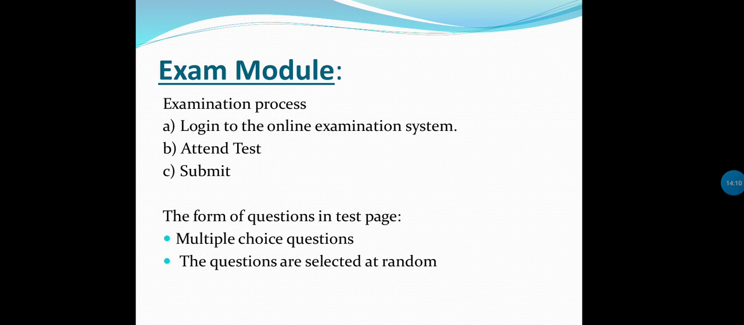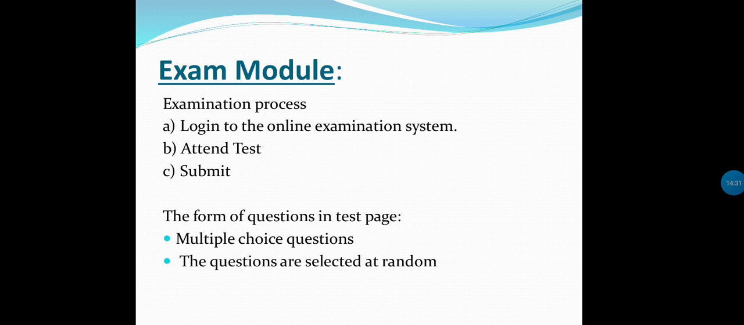Next, let us move on to the exam module, that is, what is the pattern or the module of an online examination system. Most online examinations are conducted in 3 steps or 3 particular tasks.